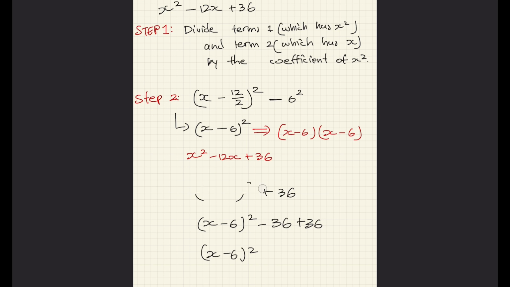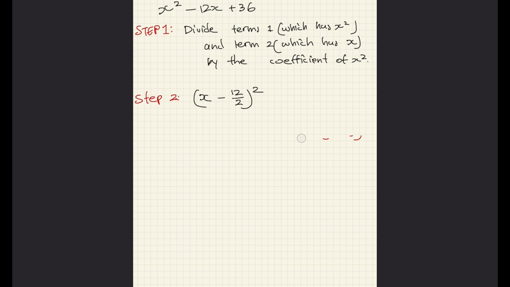So step two is to write our first two terms without the x squared and with half the middle term, all squared, minus the square root of this last term. So minus 6 squared plus the last term, plus 36.